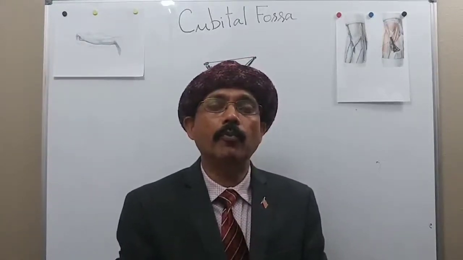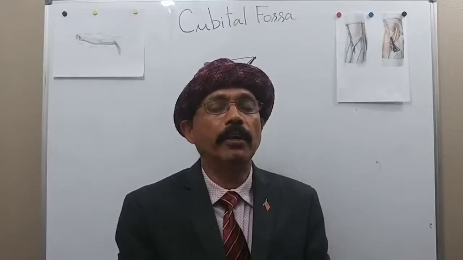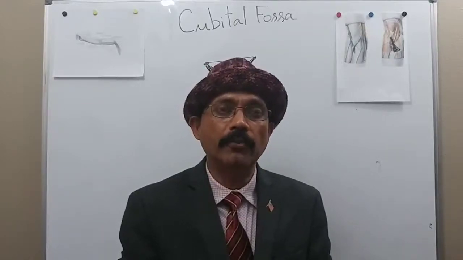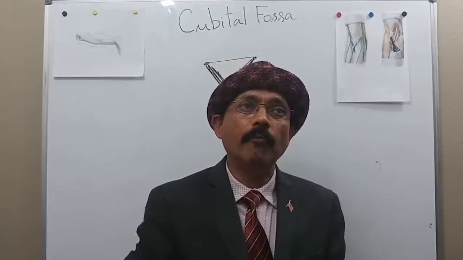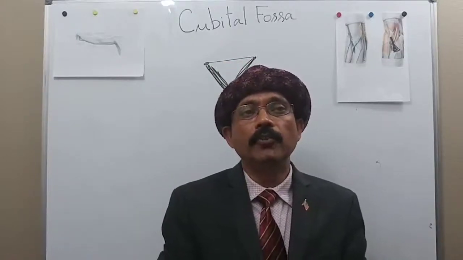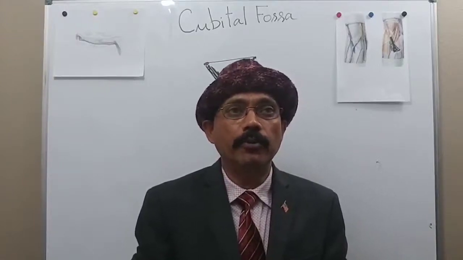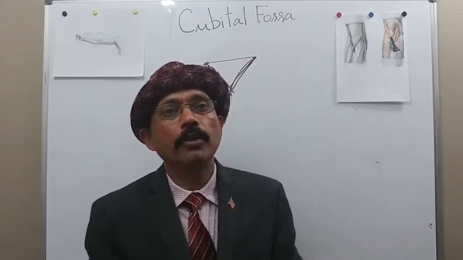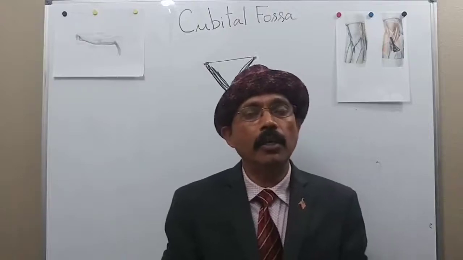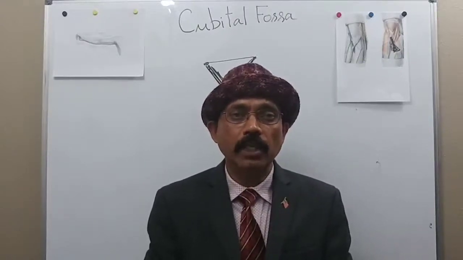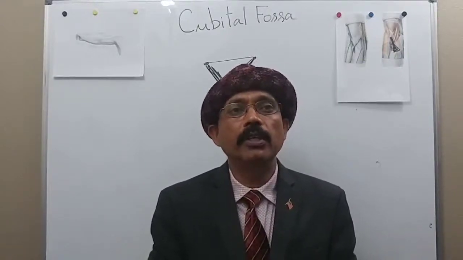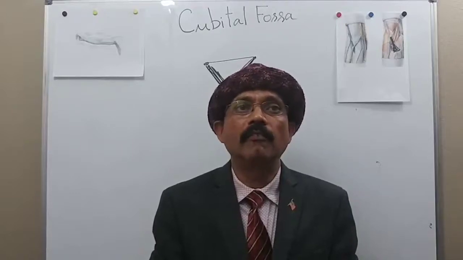Floor is formed by what two muscles? One is supinator, another one is the brachialis. Roof is formed by what structure? Skin, superficial fascia, deep fascia, bicipital aponeurosis. What are the contents of superficial fascia of the roof of the cubital fossa? Answer should be median cubital vein.